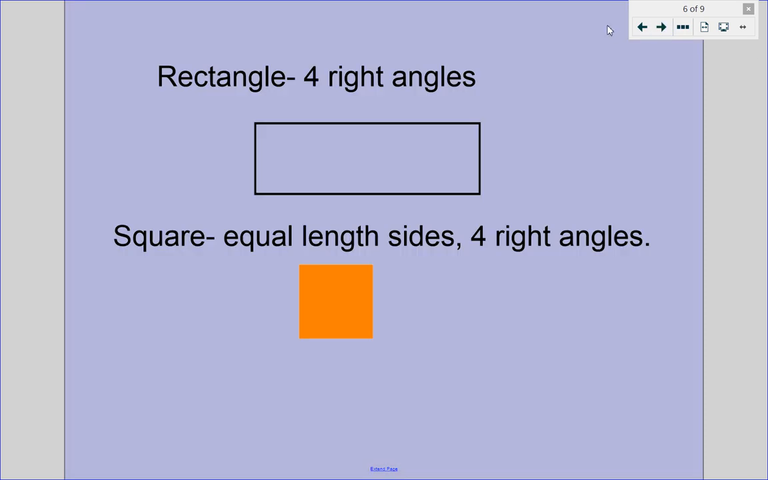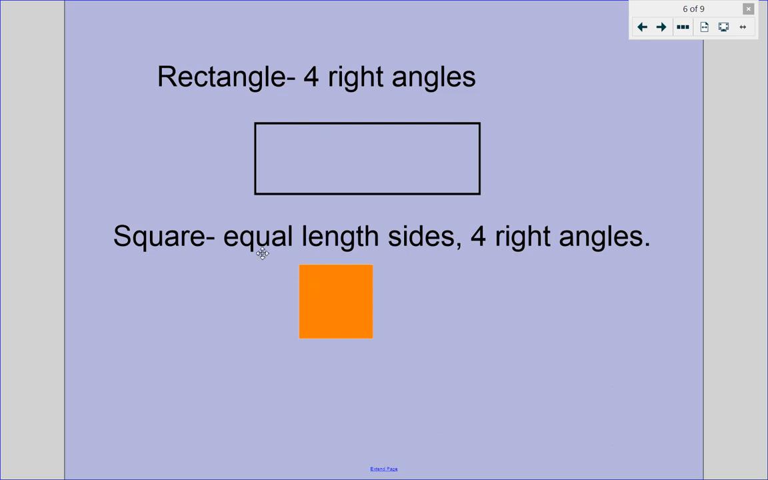Okay, so now we're going to look at the rectangle, which we already know it's called a rectangle. When we see this shape, we go, oh, that's a rectangle. Well, why do we call it a rectangle? Why is it considered a rectangle? Well, it's considered a rectangle because there are 4 right angles, those 90-degree angles. They're right angles, and there's 4 of them, so we call that a rectangle.